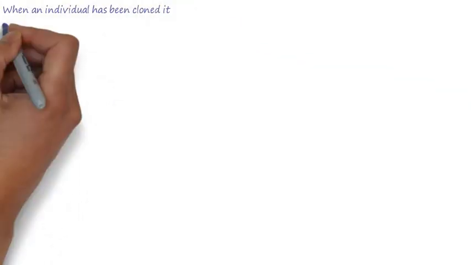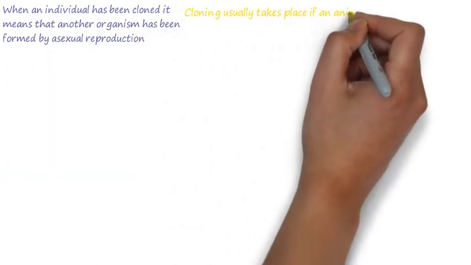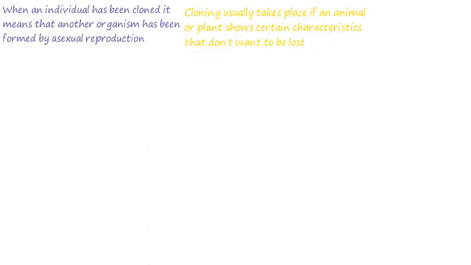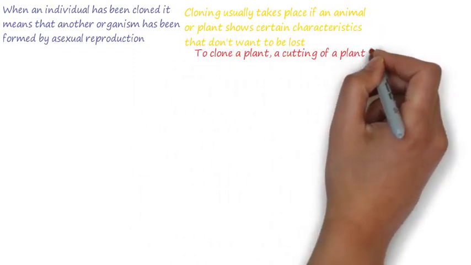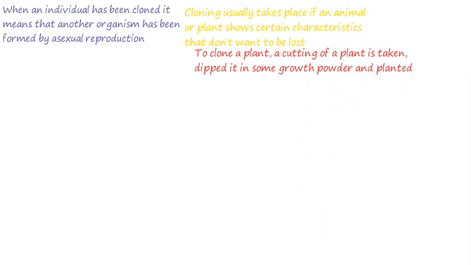When an individual has been cloned, it means that another organism has been formed by asexual reproduction, and so this organism is genetically identical to the parent. Cloning usually takes place if an animal or plant shows certain characteristics, and these characteristics don't want to be lost. If you wanted to clone a plant, it can be done quite easily. All you need to do is take a cutting of the plant, dip it in some growth powder, and plant it. The plant that will grow will have the same genome as the original parent plant.